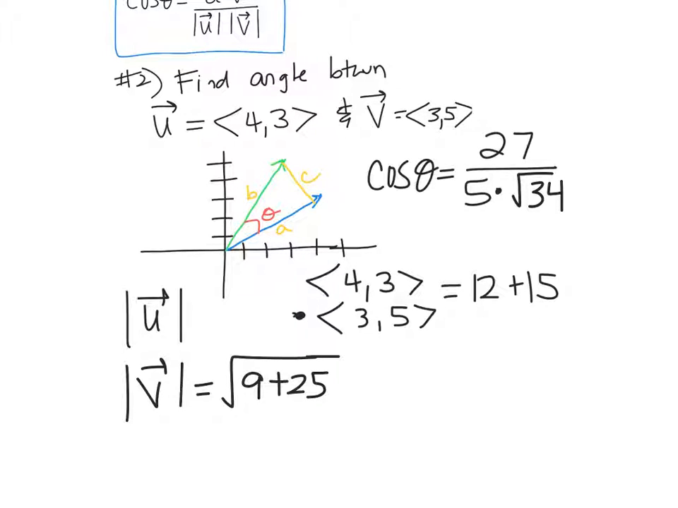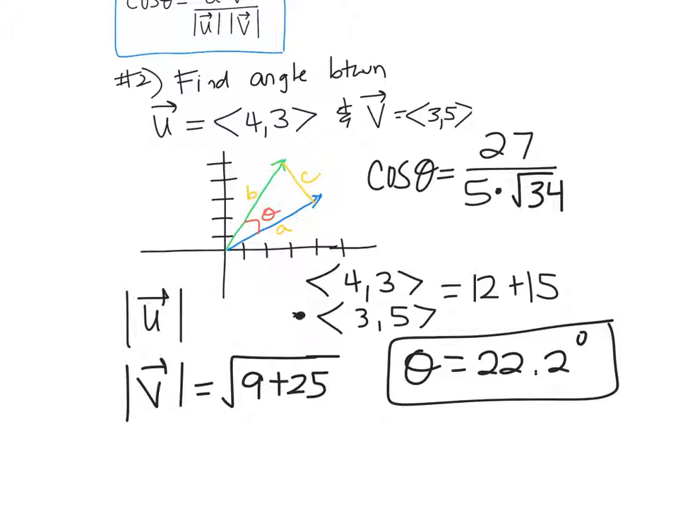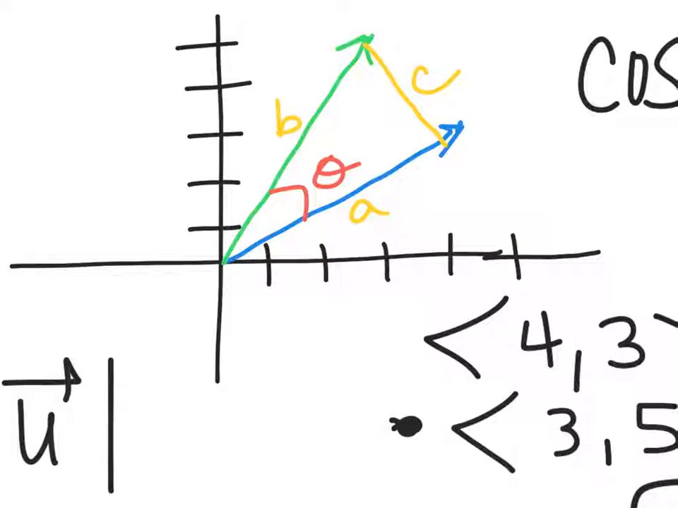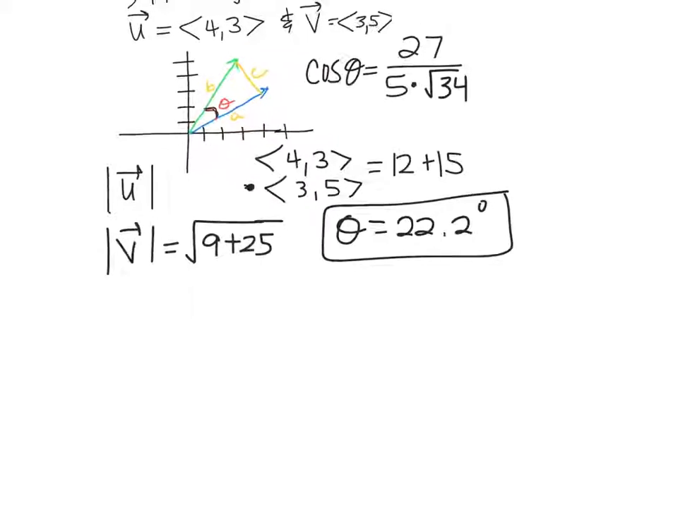All right, so what I would probably do is I would go 27 divided by parentheses 5 rad 34. And I'd hit enter. And then I would take the cosine inverse of my answer, and I would get that theta equals 22.2 degrees. And then I go and I look at my picture, my drawing, and I say, does that make sense? Do you think that's about 22 degrees in there? Sure. It could be, you know. I could use law of cosines to check it, but I'm not going to.